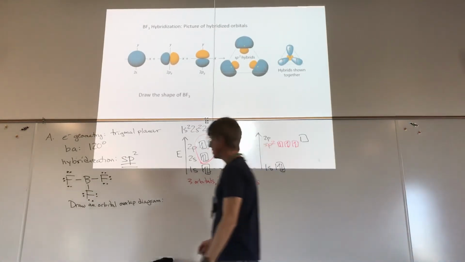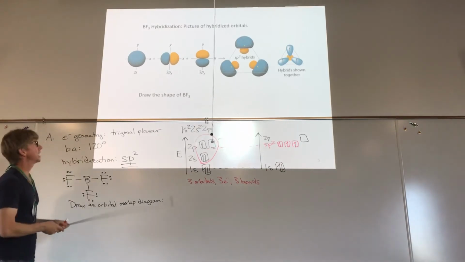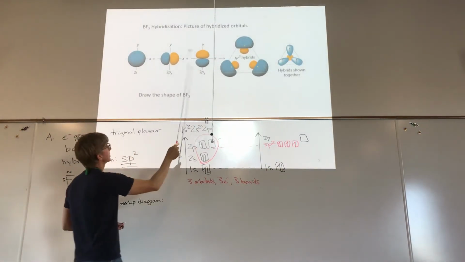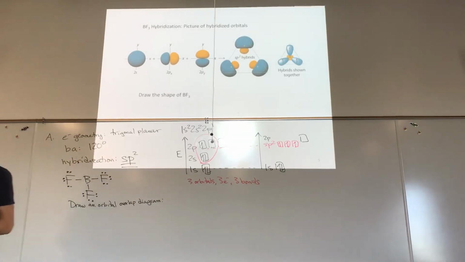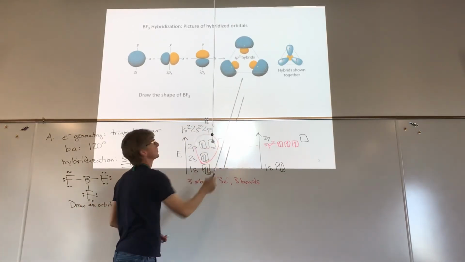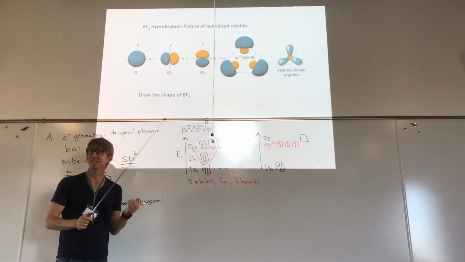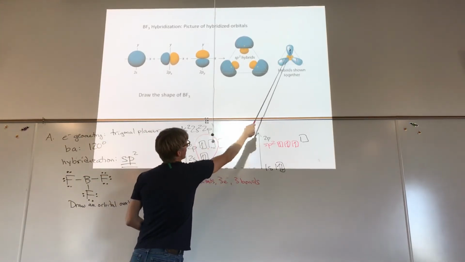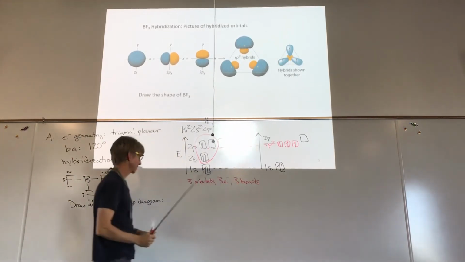Now we have 3 hybridized orbitals. We say 2s, any 2 of the 2p's. If you look at those 3 orbitals and you squint really hard and overlap them, maybe you can imagine they form this. I don't know. It does happen. This is what happens. We get orbitals that look like this.